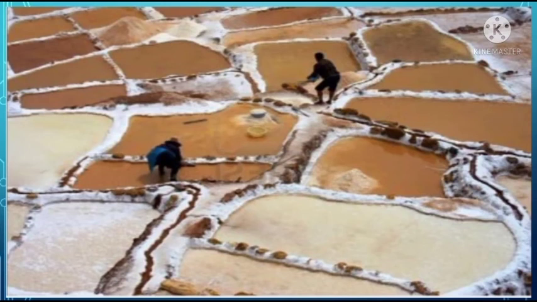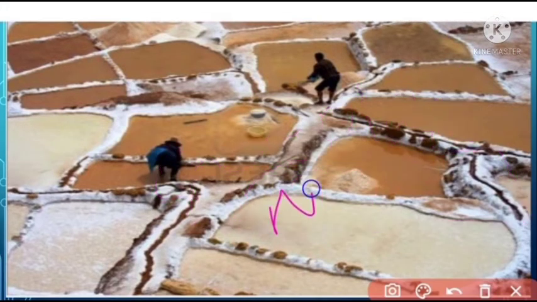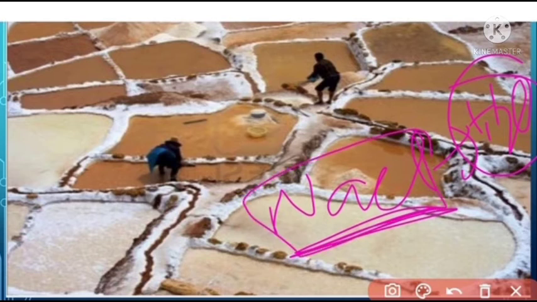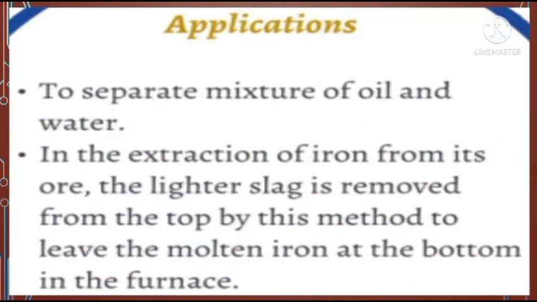So this is where we collect our NaCl, table salt, from sea water. Water is evaporated because it is a volatile substance. NaCl is non-volatile, so it is deposited as solid crystals. So this method is evaporation.